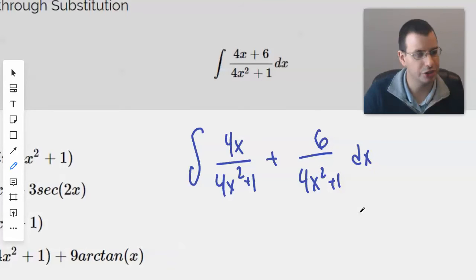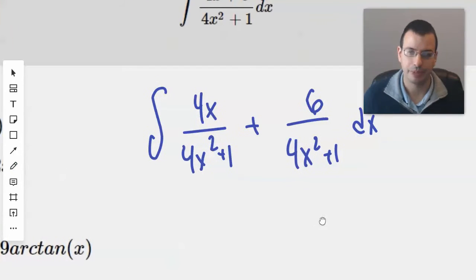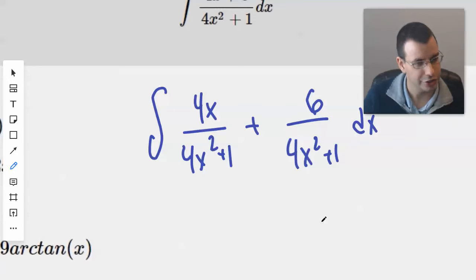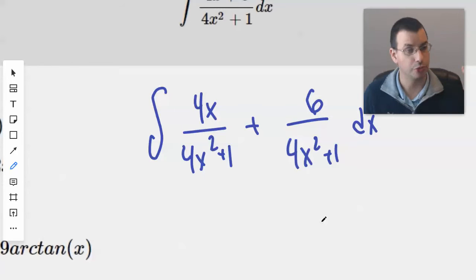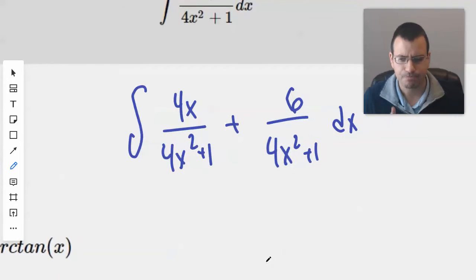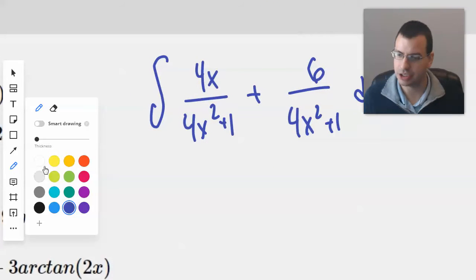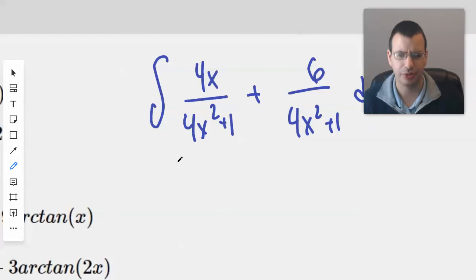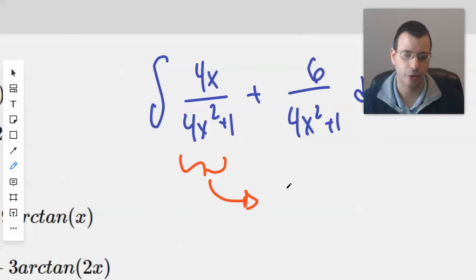All right, so now we'll look at these two separately. And just in case you're curious, you can do that with the numerator. The denominator you can't split like that, but with the numerator, you can. Okay, so we're going to look at these each on their own.